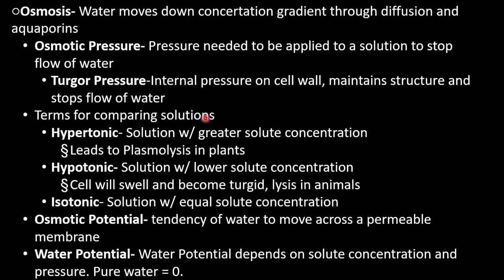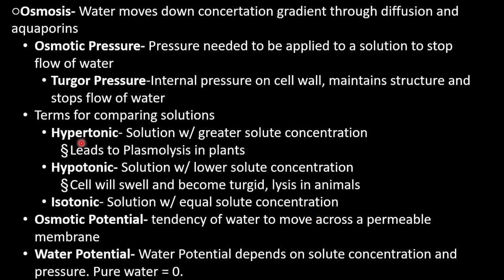So some terms used for comparing solutions: hypertonic, which is solutions with greater solute concentration. This leads to plasmolysis in plants. There's hypotonic, which is solutions with lower solute concentrations. Cells will actually swell and become turgid. Lysis will occur in animals. And isotonic, solutions with equal solute concentration.